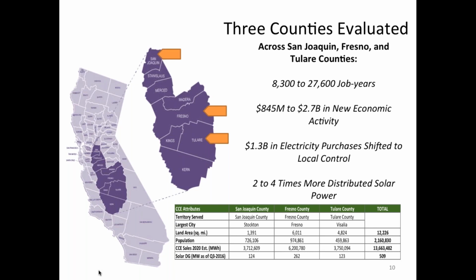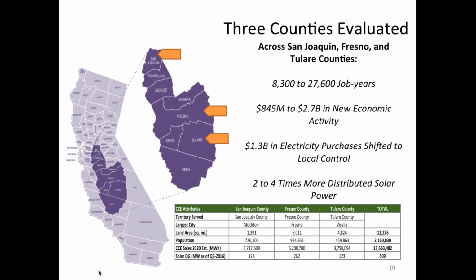Now, at a high level, just to give you a preview of the numbers that are included in the report, between that 10% scenario, meaning 10% of the local electricity purchases would come from local renewable sources, up to 33% across these 3 counties combined, that could create anywhere between 8,000 to 27,000 job years to support that level of activity and growth. In terms of economic impact, that could be anywhere between 800 million up to 2.7 billion in new economic activity over that horizon that we looked at from 2019 to 2024.